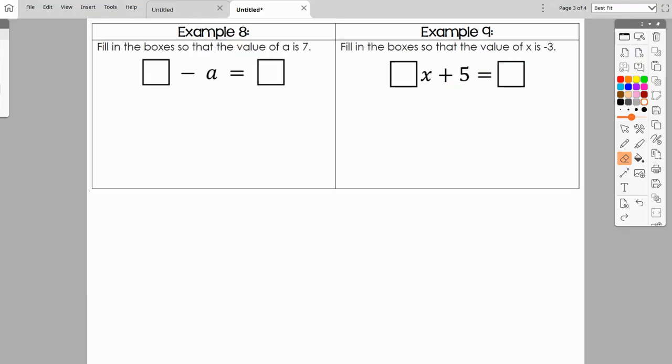In example number 8, we have some fill-in-the-box problems, and I'll show you how we can easily do them. We want to fill in the boxes so the value of A is 7. I'm going to go ahead and highlight that given information because I can actually replace this A with a 7 here. I will keep the subtraction and the equal sign. I'll bring those down.